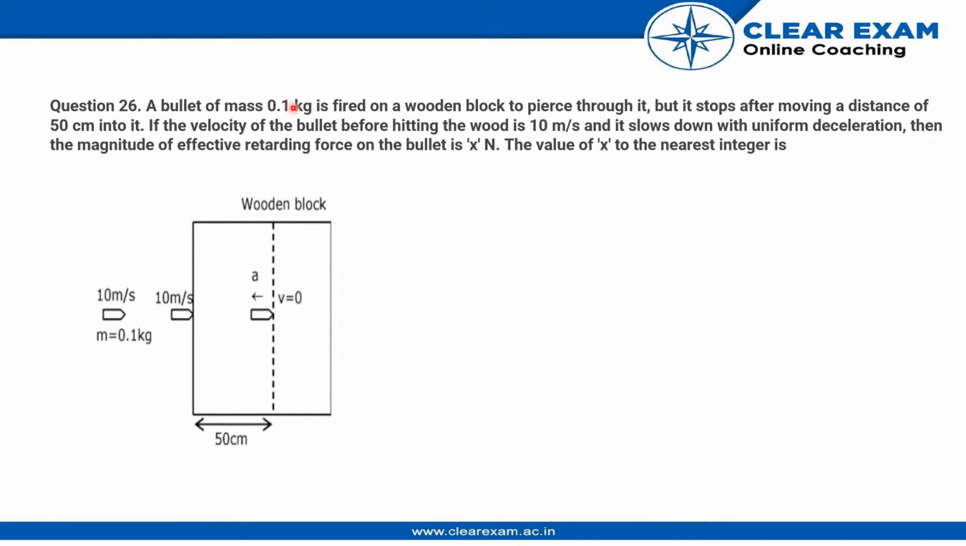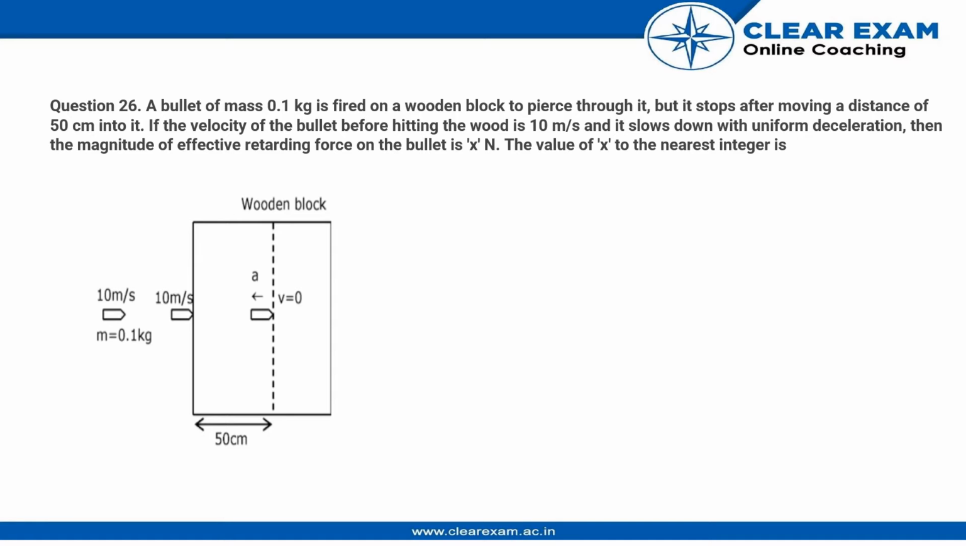The bullet of mass 0.1 kg is fired onto a wooden block to pierce through it, but it stops after moving a distance of 50 centimeters. If the velocity of the bullet before hitting the wood is 10 meters per second and it slows down with a uniform deceleration, then the magnitude of the effective retarding force on the bullet is x newton. The value of x is nearly to be?